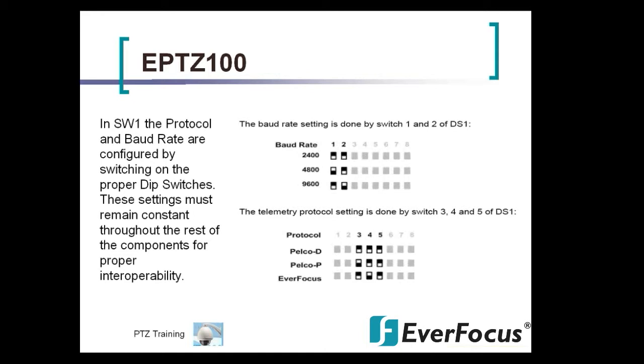Okay, we have a quick screenshot of the manual itself. It defines that in SW1, the protocol and baud rate are configured by switching on the proper dip switches. These settings must remain consistent throughout the rest of the components for proper interoperability. So you have to make sure that if you're using multiple PTZs, they all stay on the same baud rate and the same protocol, otherwise you will run into control issues.